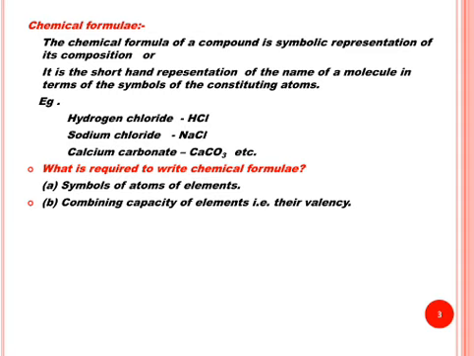Now, let's see what is required to write these chemical formulae. First, the symbols of atoms of elements. Students, I'm sure that now you all must be knowing about symbols of many atoms because we have already discussed and learned these symbols in our previous lecture. And the second is combining capacity of elements, that is their valency. Students, I have already discussed with you all in detail about valency and how it is calculated. You can watch that video again and revise the topic valency.